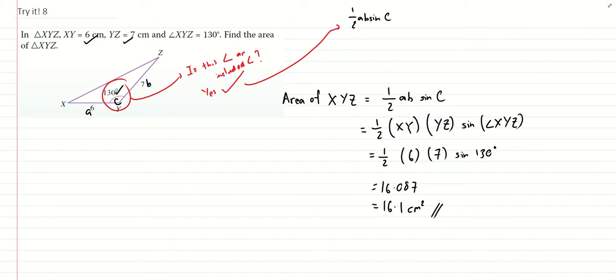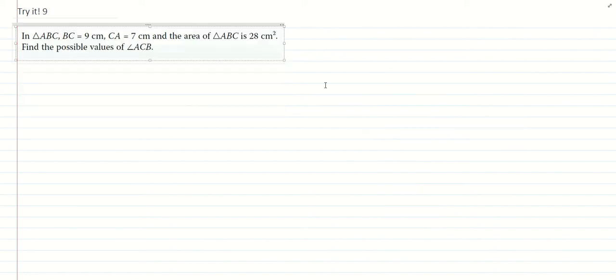Let's take a look at Try It 9 now. In Try It 9, we don't have a triangle drawn for you, but we do have the information given. In triangle ABC, BC equals 9 cm, CA equals 7 cm, and the area of the triangle is 28 cm squared. Find the possible values of angle ACB.